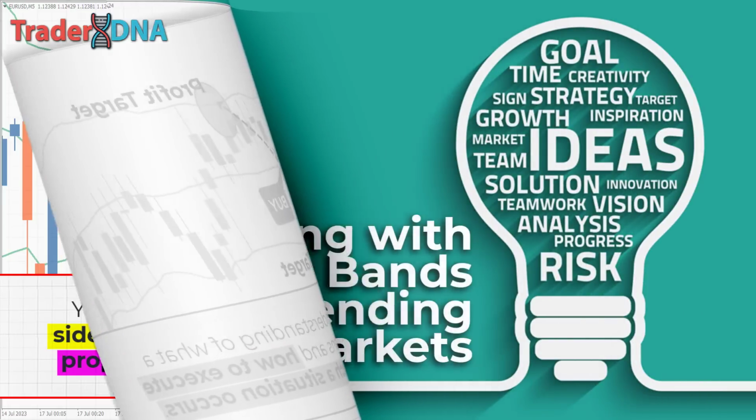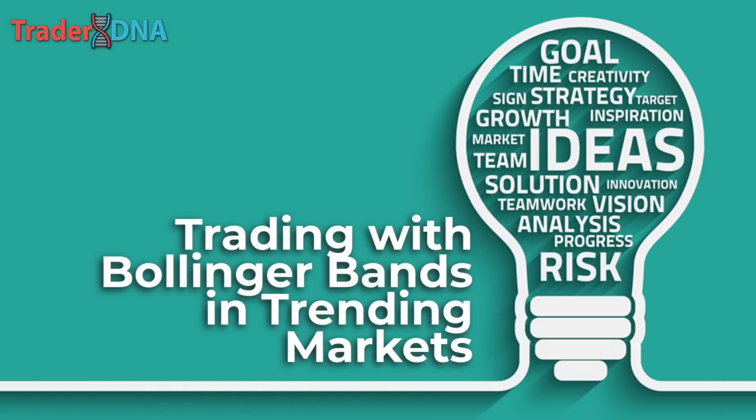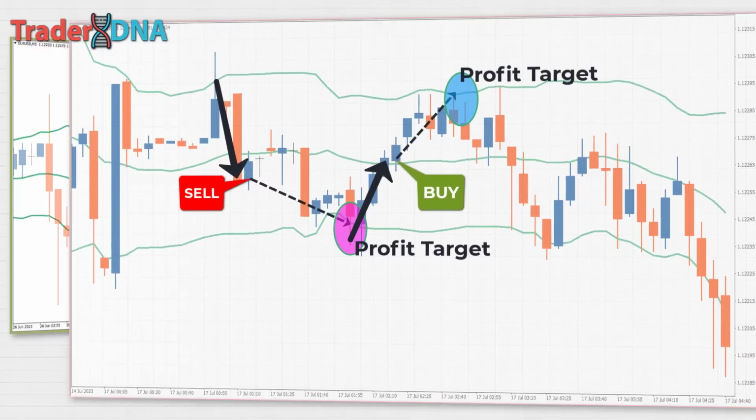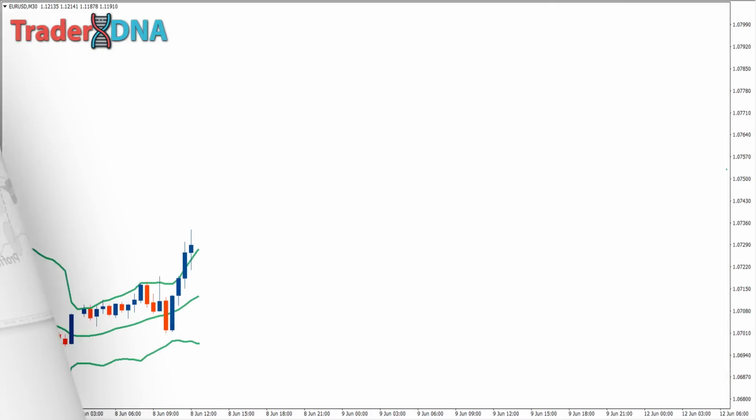Trading with Bollinger Bands in trending markets. Typically, the Bollinger Bands indicator is used for Forex and stock trading during sideways markets. However, it can also be utilized during trending markets, following these rules.